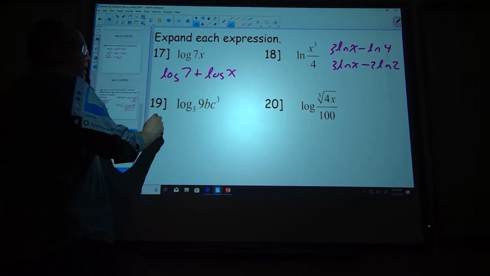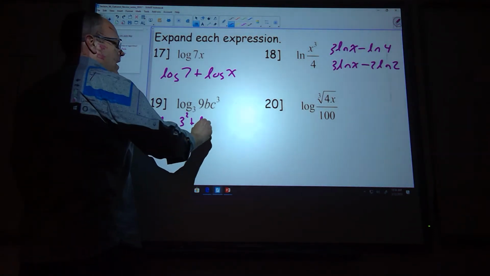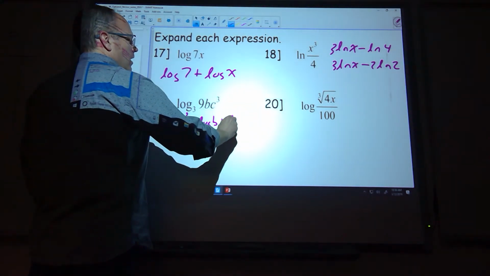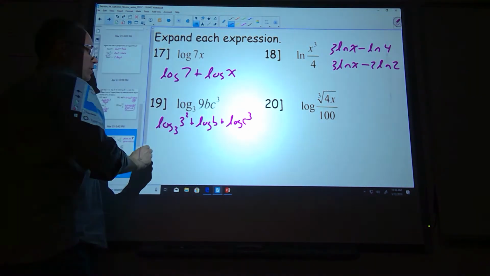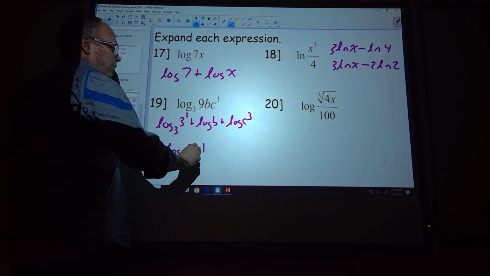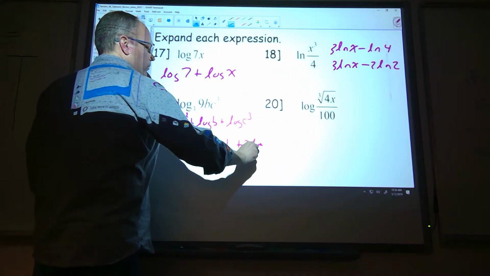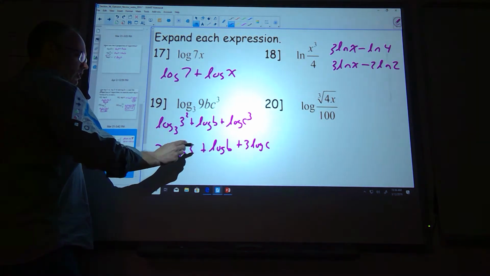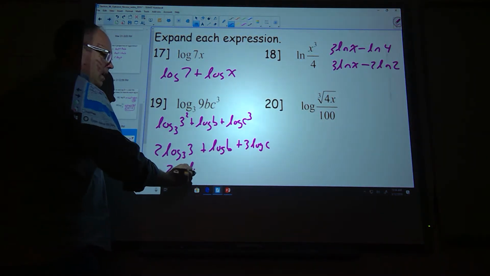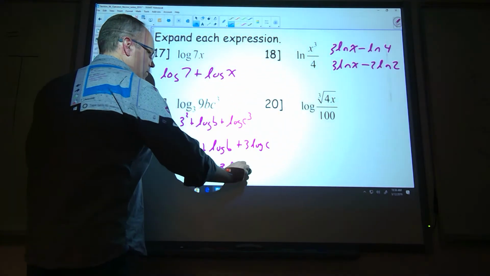All right. Let's expand this one. So log 3 squared plus log b plus log c to the third. Let's bring the exponents down. Log base 3 of 3, that's just going to be 1 plus log b plus 3 log c. So that's going to just give me 1, so I get 2 plus log b plus 3 log c.